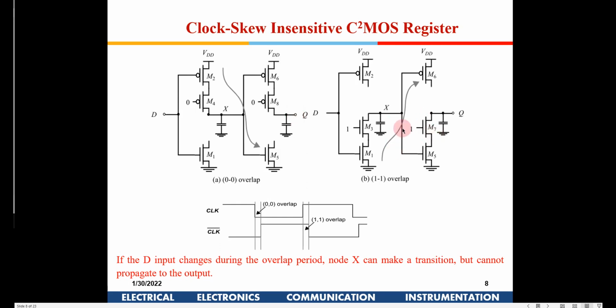Yeah, okay. Now in the second case, the 1 1 case, both M3 and M7 will be on out here. So M3 and M7 will be on.